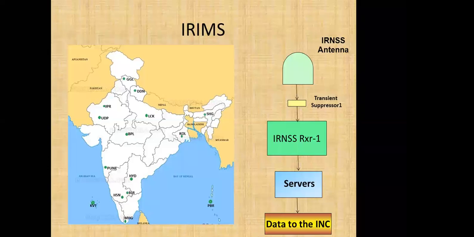Then we have the IRNSS receiver. This is a reference receiver. It knows its own location, and it is different from the user receiver because it does signal quality monitoring. It does integrity monitoring and other work also. Then the data from the IRNSS receiver is collected in a server and sent back to the INC. So these are the unmanned stations we have.